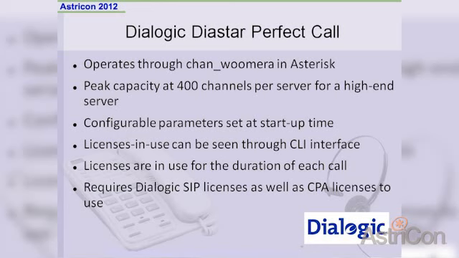Next is the Dialogic Diastar Perfect Call option offering. As I said, it operates through the Chan Woomera optional channel module to Asterisk. It has a peak capacity of 400 channels per server on what they call a high-end server, which would be a dual quad-core machine. The configurable parameters are only set at startup time, just like Sangoma. But they do have a licenses-in-use interface that you could easily do through the command line and hook into various other ways of seeing what licenses are in use.